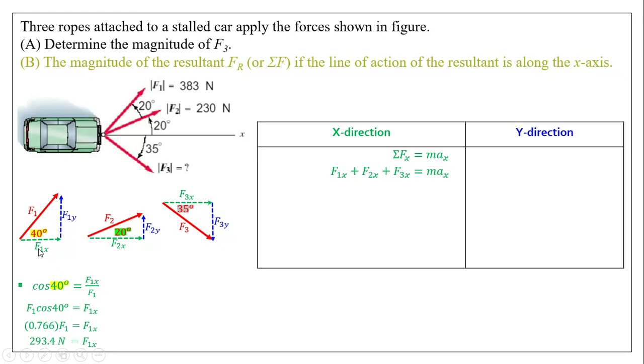And that represents F1x pointing to the right. So the horizontal component F1x is 293.4. And I want to do the same for F2x. Okay, so I'm just going to go a little faster here.